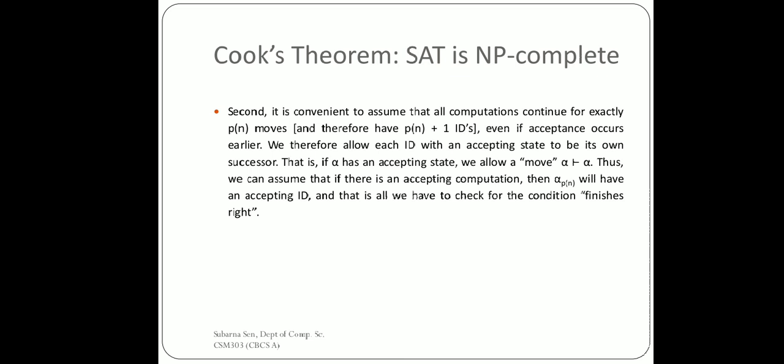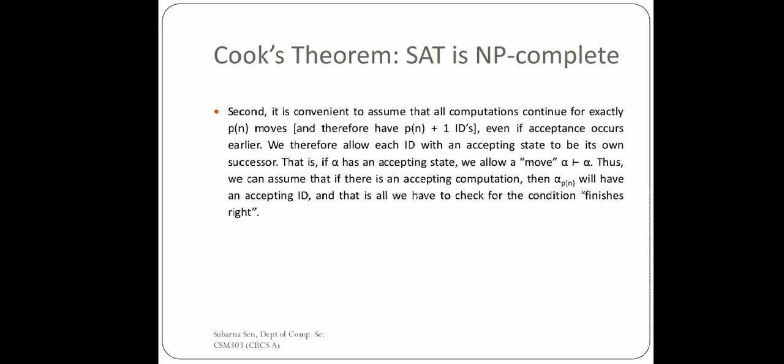Now even if acceptance occurs earlier, there may be some cases where acceptance occurs earlier, but we cannot generalize that acceptance will occur earlier. So for this purpose, if we have to generalize everything, we have to consider that the total number of moves along the branches it will follow will be p(n), meaning a maximum of p(n) moves can be there. So we have to consider the maximized case here. So we allow each ID with an accepting state to be its own successor.